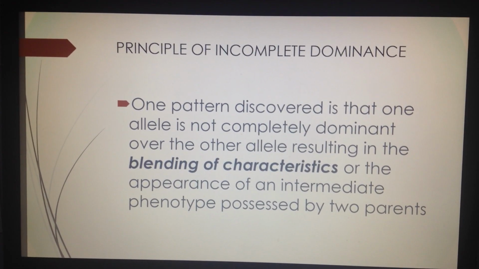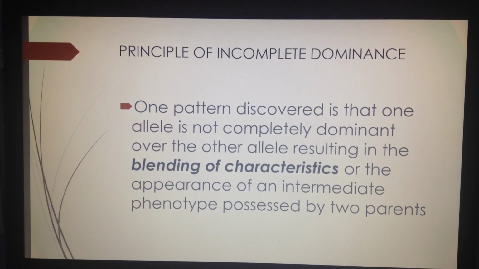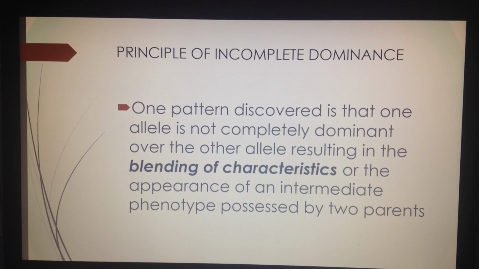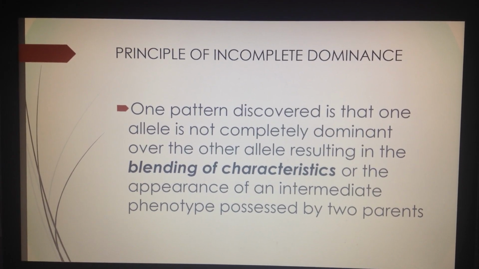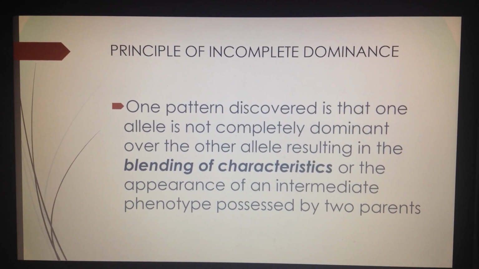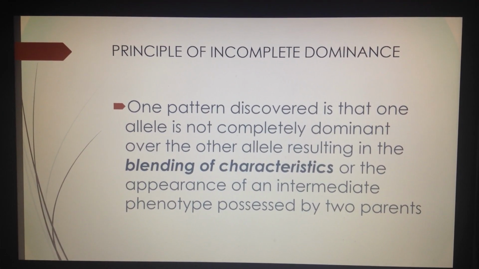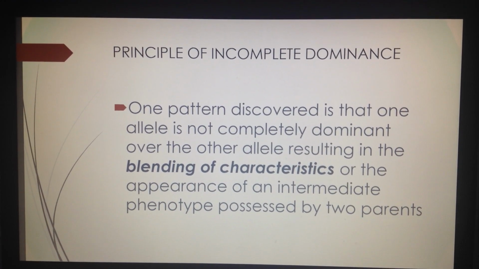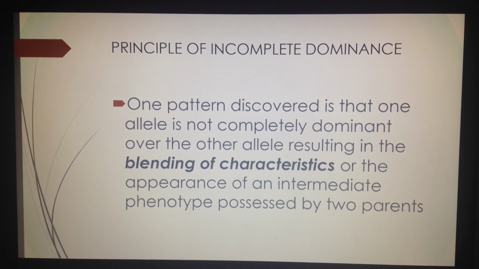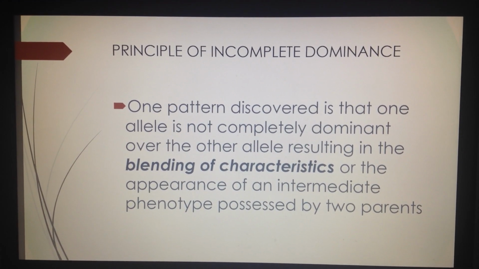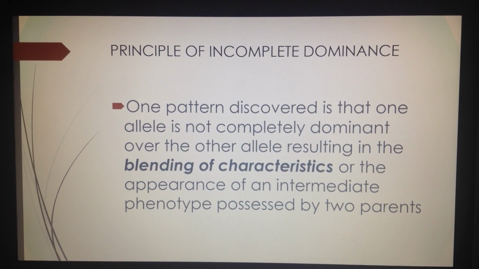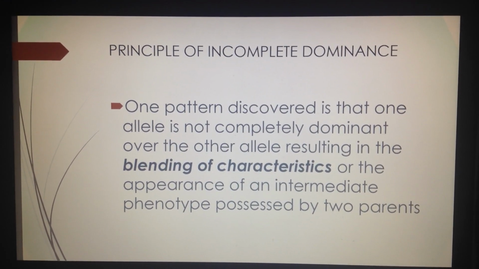One pattern discovered is that one allele is not completely dominant over the other allele, resulting in the blending of characteristics or the appearance of an intermediate phenotype between the two parents. So this means that if two alleles are being crossed, none of them would be completely dominant over the other allele, for both of them would blend.